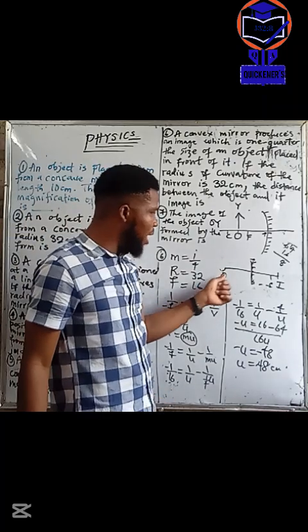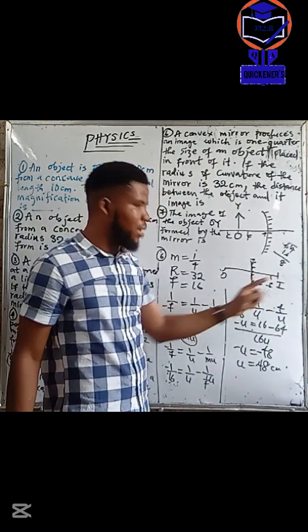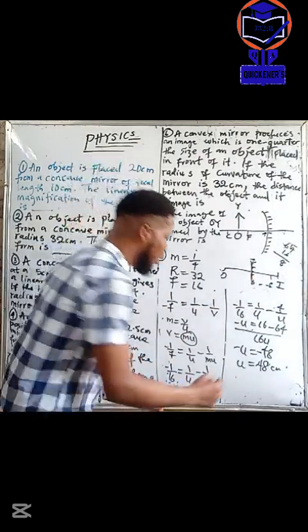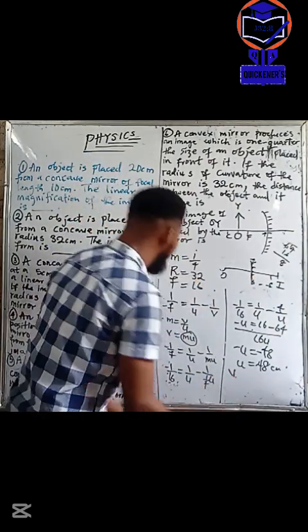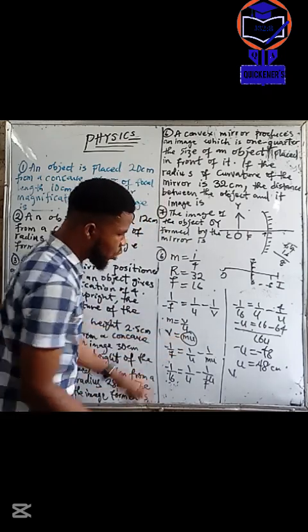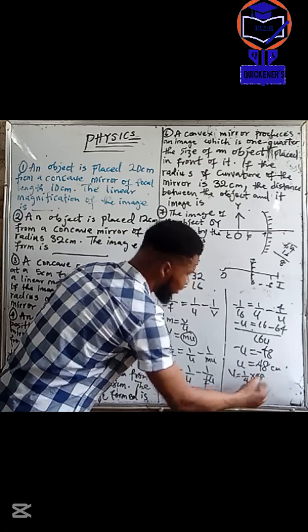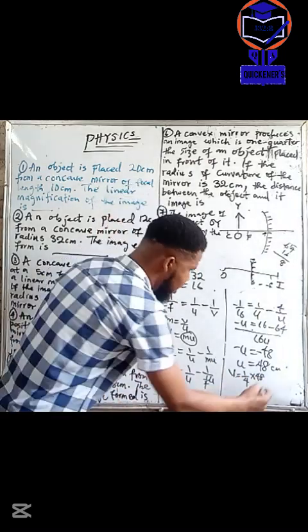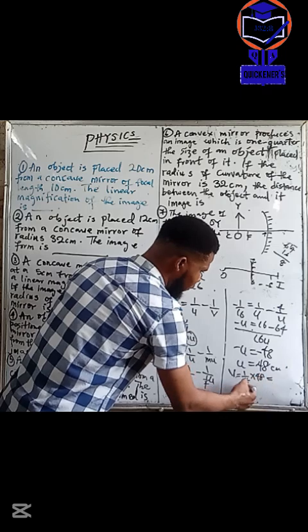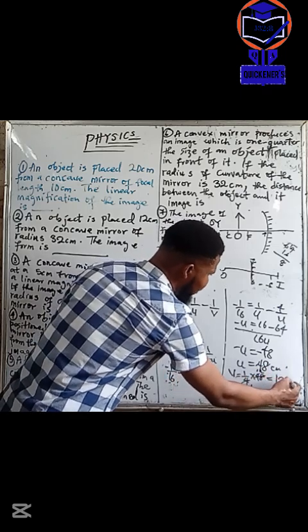So the distance from here to this place is 48 centimeters. Now, what is the distance from here to here? That will be the distance of the image. And for the distance of the image, remember from this formula, our v is what? m u. So what is m? 1 over 4 times 48. 1 over 4 times 48, that will give you what? 12 centimeters.